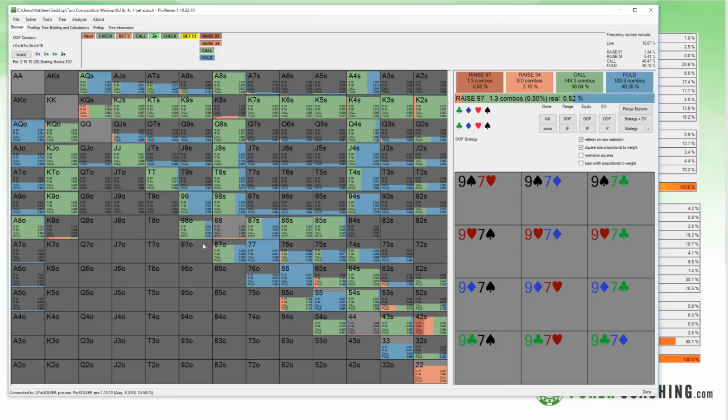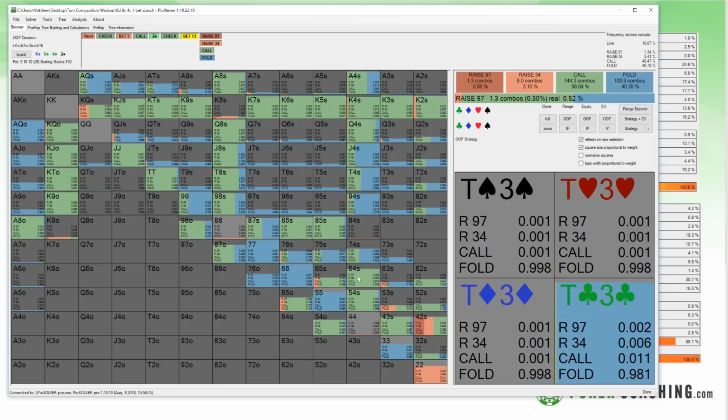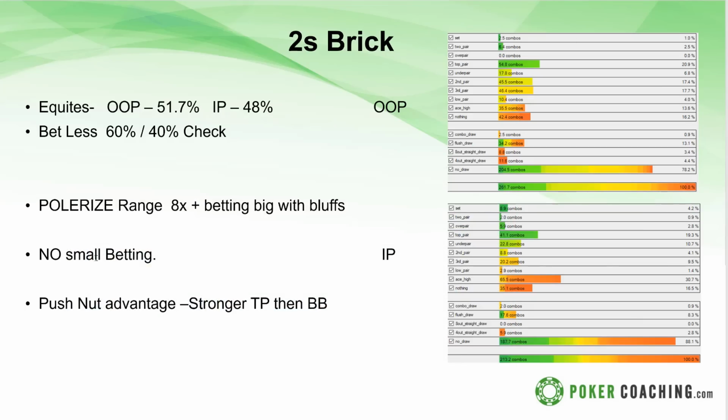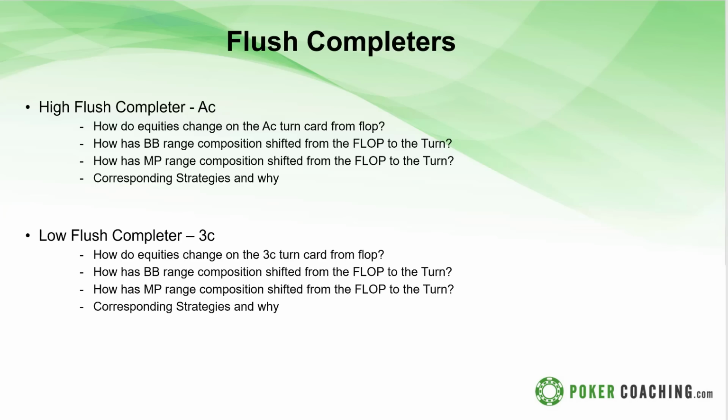And so, yeah, that's a basic overview. We're going through these a little quicker because we have 4 turn cards we want to get to. But that's a basic overview of how the deuce of spades plays. So, in summary, equities are really close, and we're going to start polarizing on the turn. So the next turn card we're going to look at is the flush completers. So the first one we're going to look at is the ace of clubs.